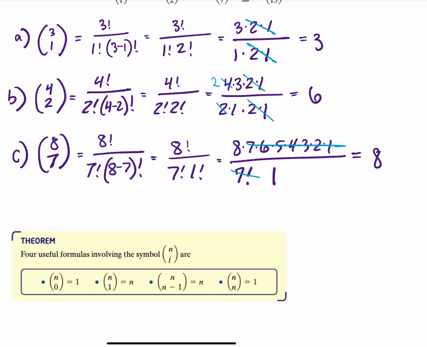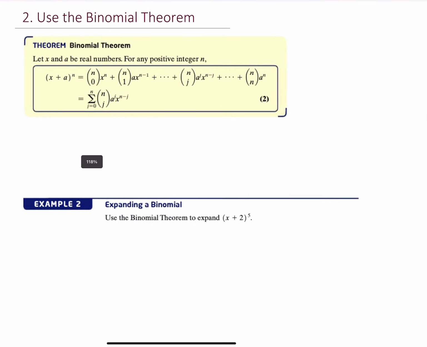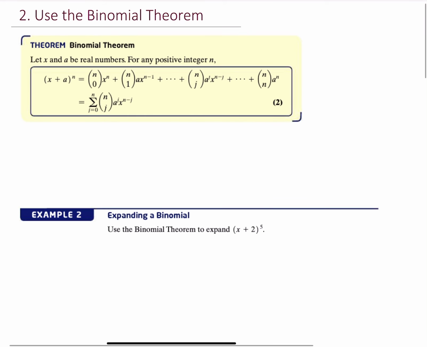So let's see how this will fit into the binomial theorem. And let's define what that is. So this is about expanding some binomial. And they use x and a here. So let's imagine x plus a to some power n. Our formula to expand this out involves a summation. We'll get a sum of a bunch of terms. And the coefficients of each term will be these choose expressions. So let's write out the summation first, and then see how it will expand.